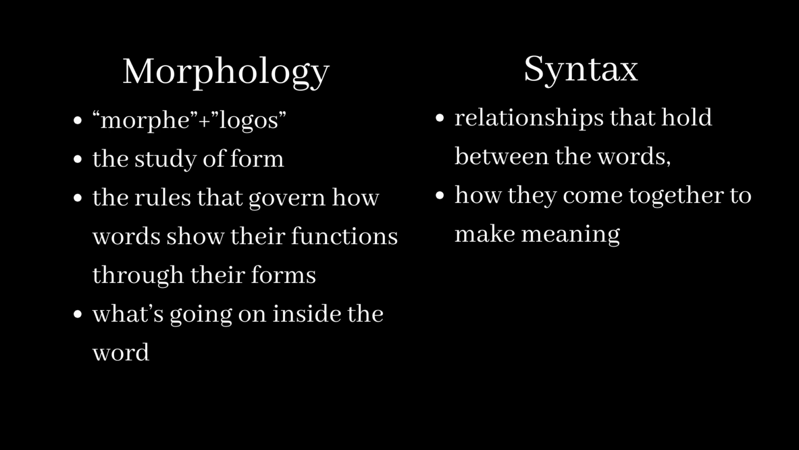Syntax then consists of all of the relationships that hold between the words. It's how words come together to make meaning. So for example, if I were to say, by whom were you attacked? The reason I say by whom and not by who is that whom, morphologically, is the object form of the pronoun who. Who is the subject, whom is the object. So that's a morphological truth about whom.